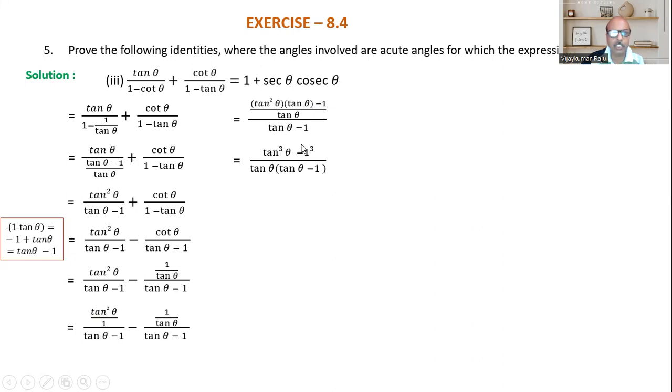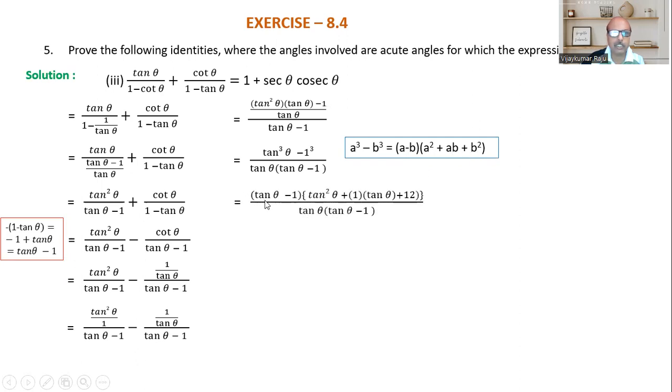Here I am going to use the a raised to 3 minus b raised to 3 identity. A cube minus b cube is (a minus b) into (a square plus ab plus b square). So let us write that. Tan is a and 1 is b. So a minus b: tan minus 1, into tan square plus 1 into tan plus 1 square, upon tan into tan minus 1.